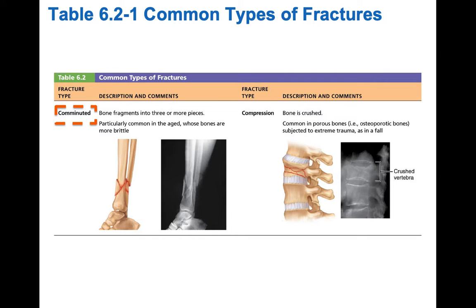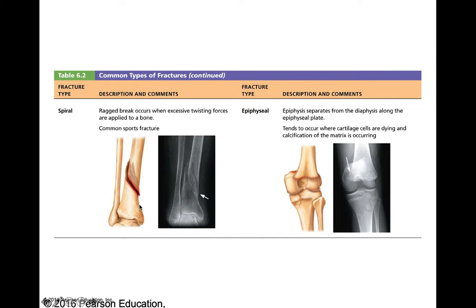Compression: bone is completely crushed. One of the ways this can happen to a vertebra is that you get thrown out of your car and you land on your head. That's one way you can actually compress or break a vertebra and crush it in this manner. It's common in porous bones. Again, you have to produce a lot of force to essentially crush a vertebra. Then we have spiral.